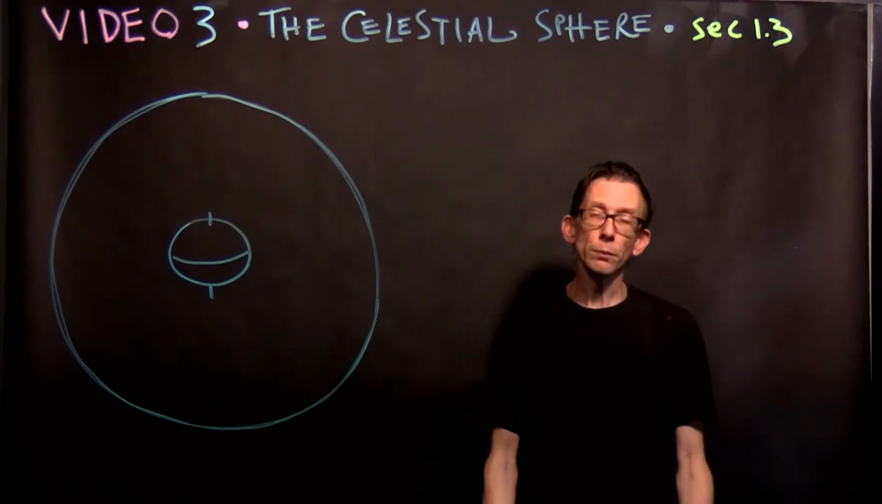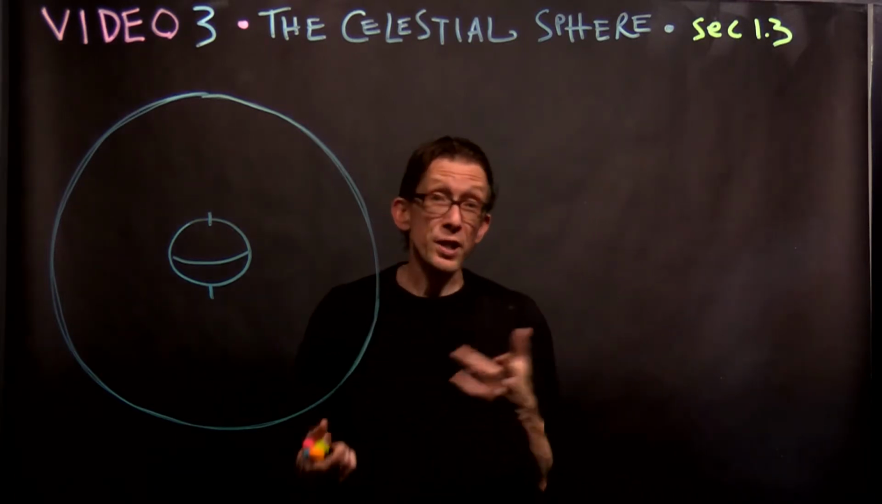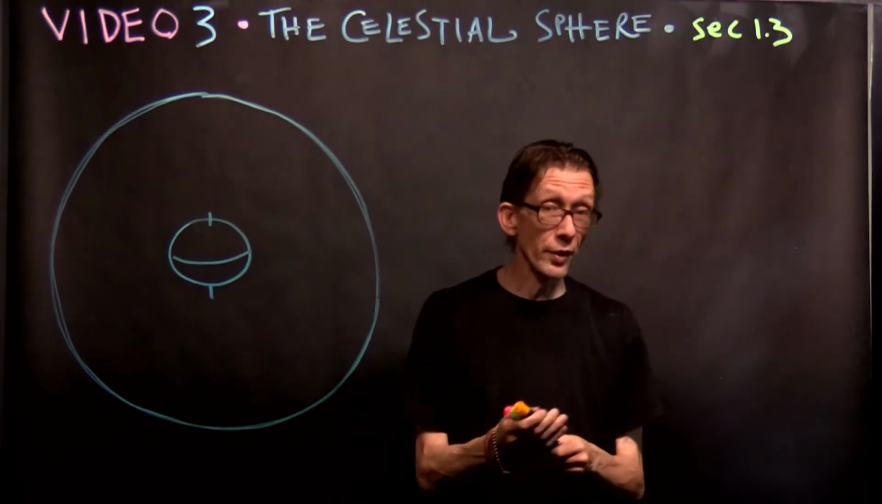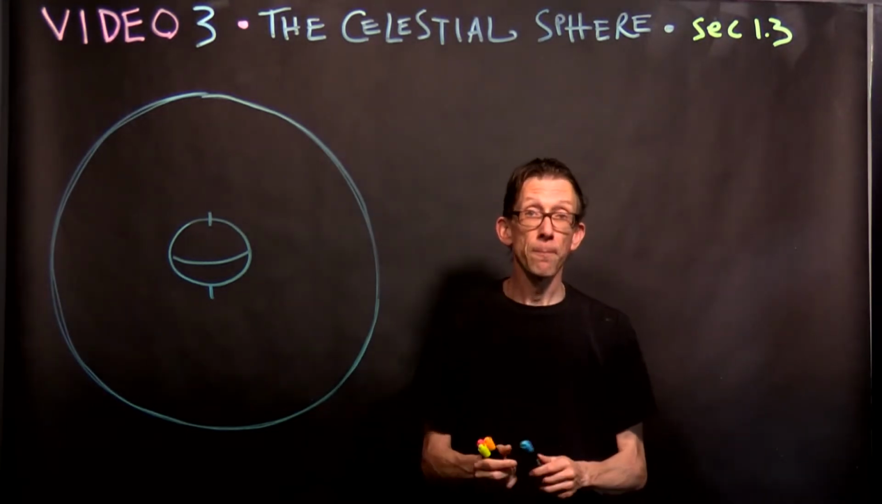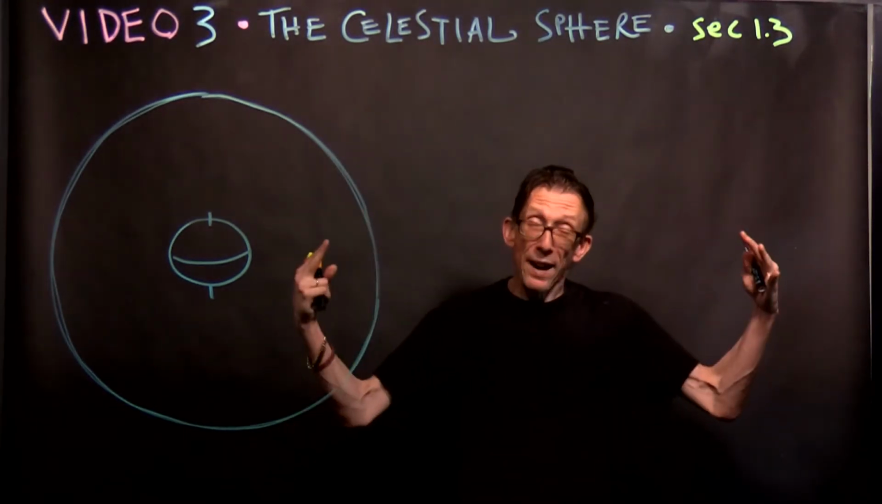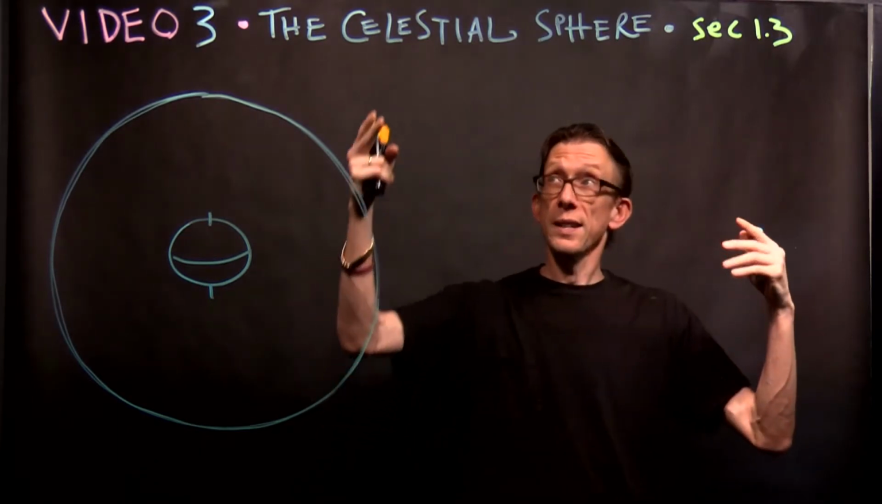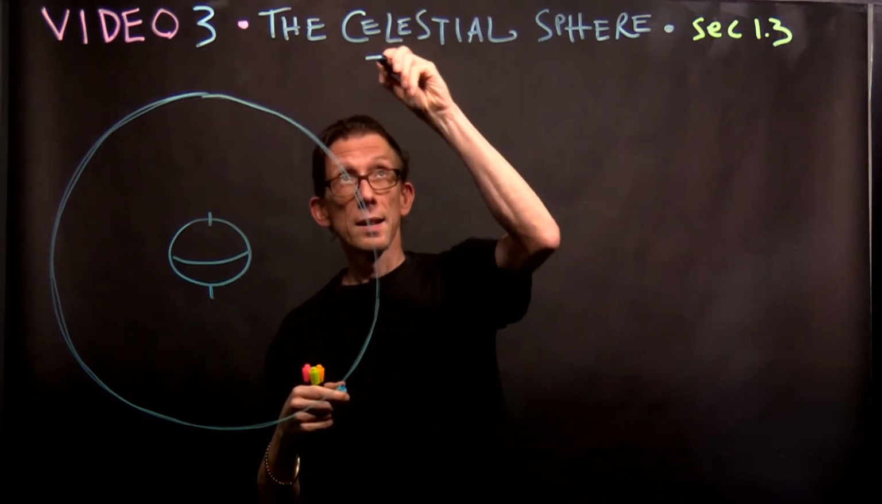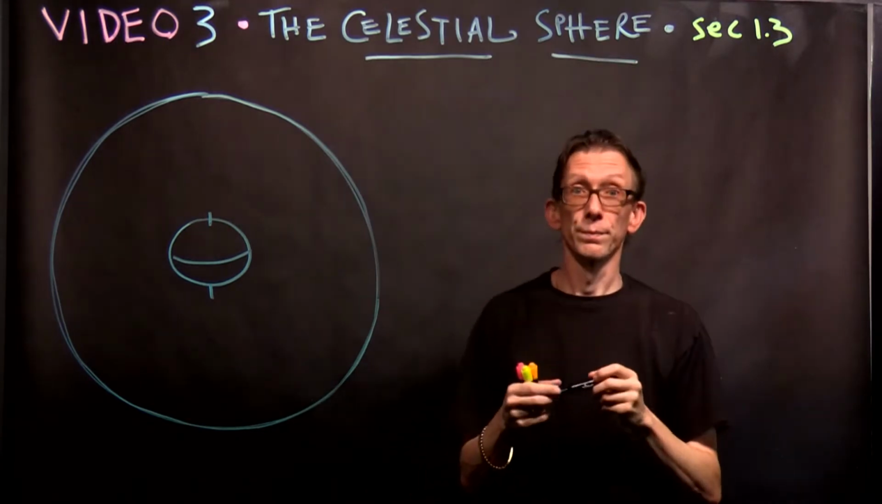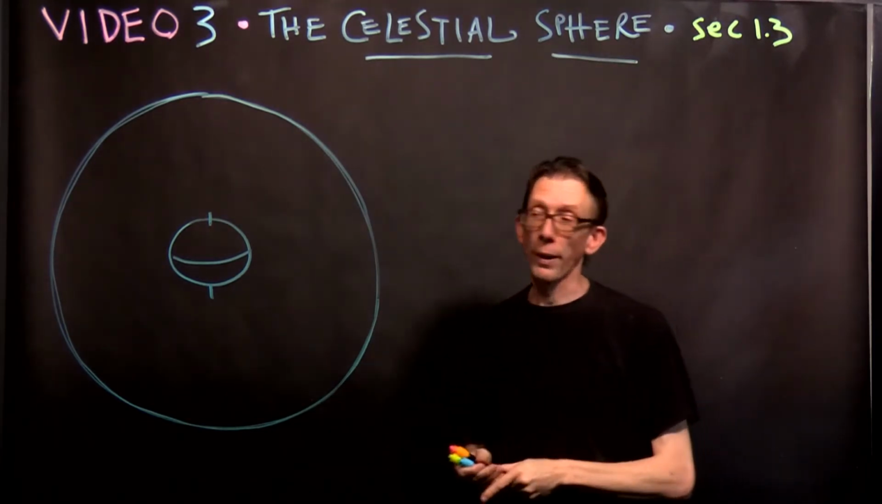Okay? So the Earth sometimes is known as the terrestrial sphere, right? Well, that big ball of the stars painted on the inside of it is referred to as the celestial sphere. So let's look at the drawing now.